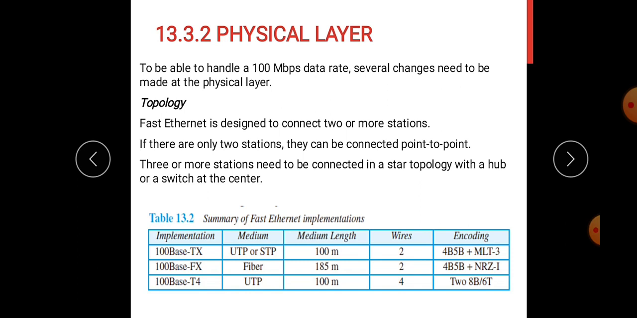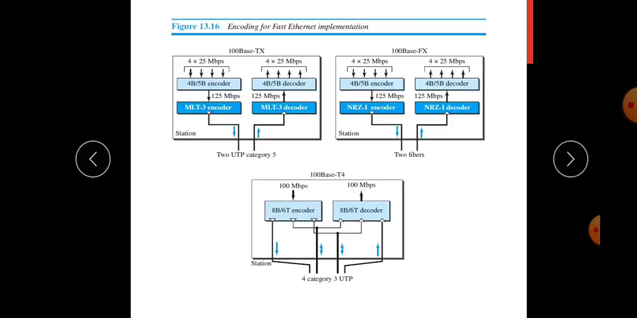Fast Ethernet implementation at the physical layer can be categorized into 2-wire or 4-wire. The 2-wire implementation can use either shielded twisted pair STP, which is called 100BASE-TX, or fiber optic cable, which is called 100BASE-FX. The 4-wire implementation is designed only for unshielded twisted pair UTP, which is called 100BASE-T4. This table summarizes the implementation of Fast Ethernet. Next we'll see the encoding.